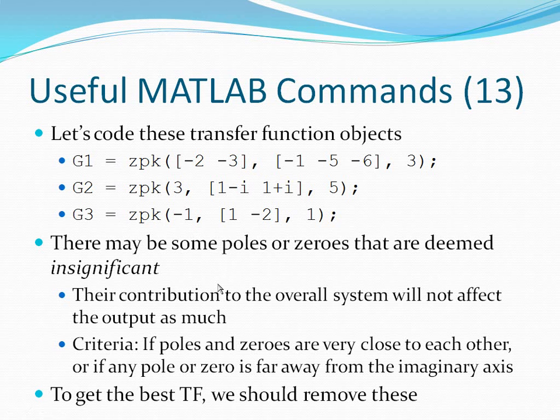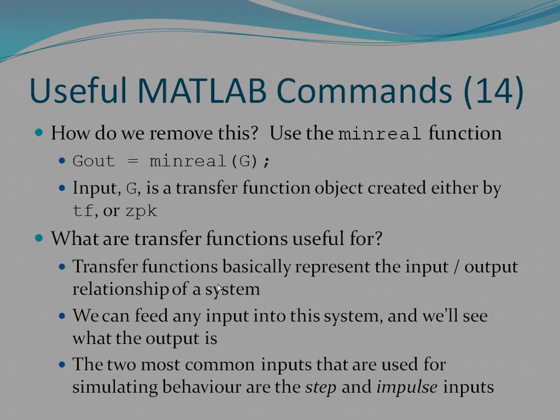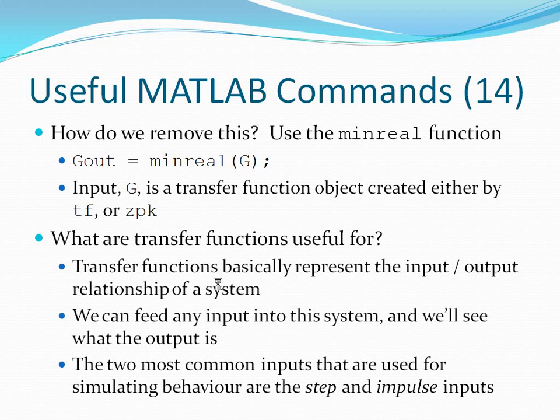So to get the best transfer function, you should remove those non-significant poles, or insignificant poles, or zeros. And the best way to do that is to use the minreal command. What the minreal command does is perform a minimum realization of your transfer function, and that removes pretty much any poles or zeros that are insignificant in your transfer function. So you use the minreal command.